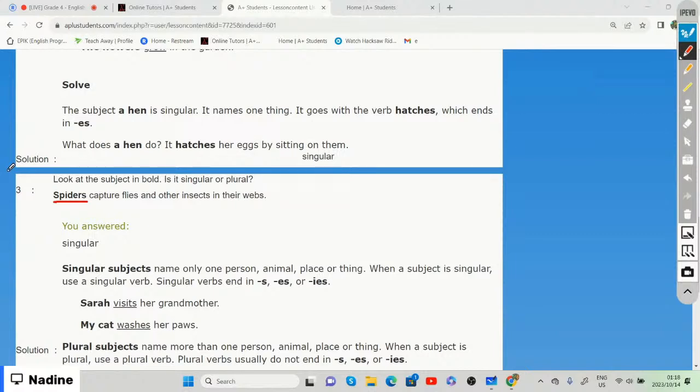All right, so if we look at spiders, then we can say it is plural because it refers to more than one spider. And we say capture because it is plural with a plural verb where we do not add, for example, ses or ies.